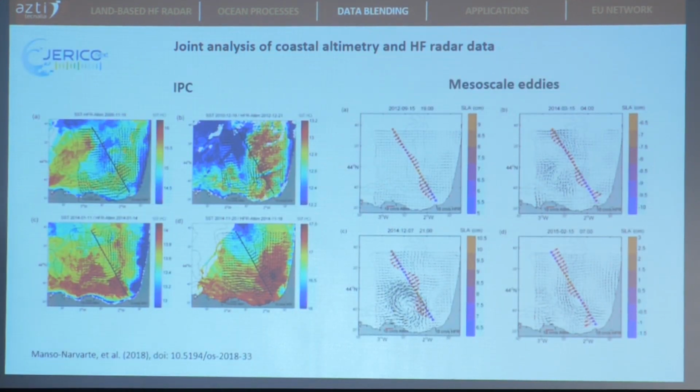Well, that is just to show the coherence between the three: SST, SLA, and radar, in the presence of eddies that are close to the track, and in the presence of strong poleward current events.